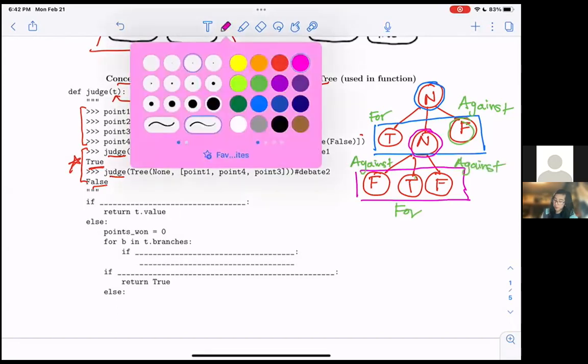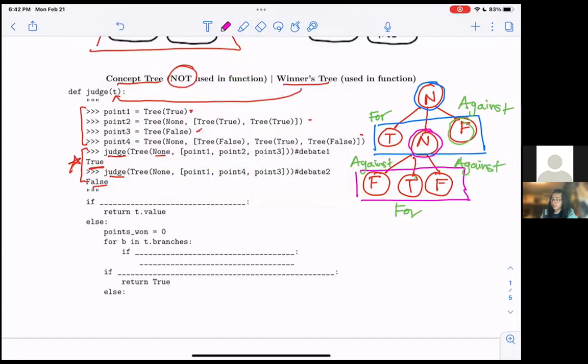For this particular level of the tree that I've boxed in pink, we can see that the against side has won a majority of the points with 2 out of 3, whereas the for side has only won 1 out of 3, which means that the overall winner of this point here in pink is the against side.